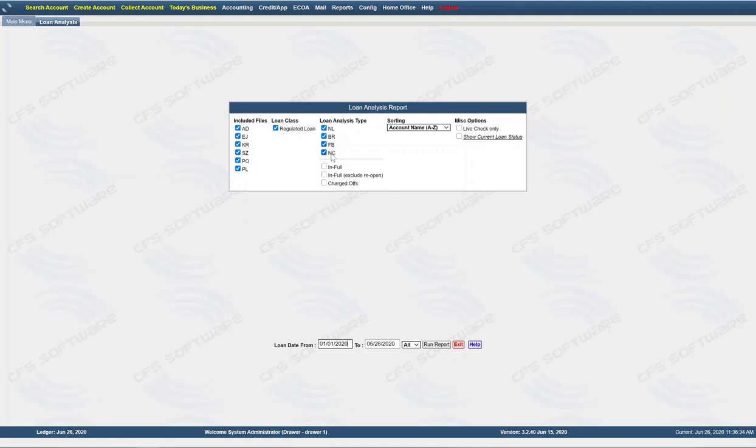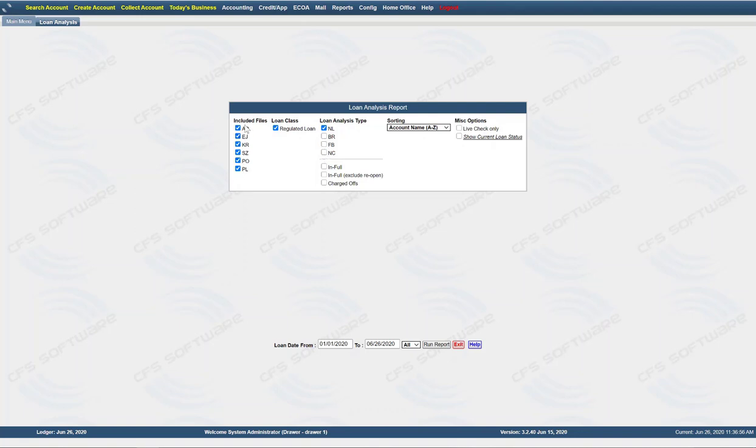NC is no cash renewal. So a lot of times people will renew and get money back, but sometimes they might pay to renew their loan. So when they pay, no cash means you didn't give cash to them, but more than likely they paid. So we're going to just pull new loans for now.